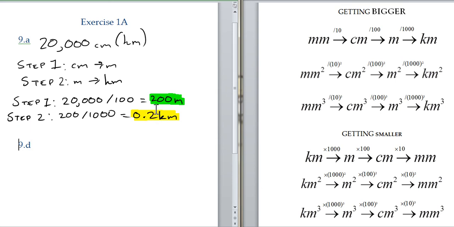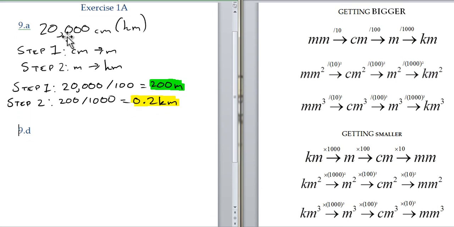Give myself a bit more room with 9D. So in 9D, we're asked to go from 0.00022 kilometers squared into centimeters squared. So again, the process is very similar. We're getting smaller, going from kilometers to centimeters, but we can't actually go straight from kilometers squared into centimeters squared. We've got to go through meters squared first. So it's a two-step problem.